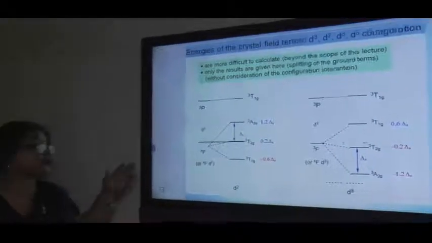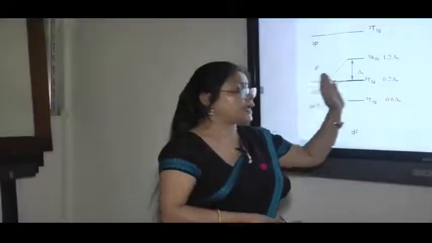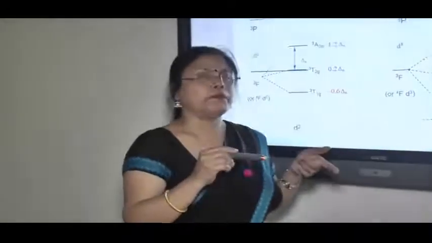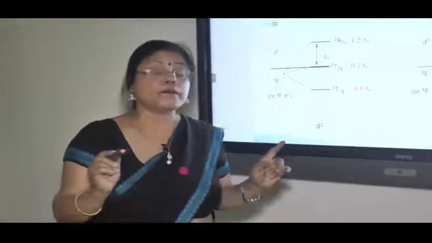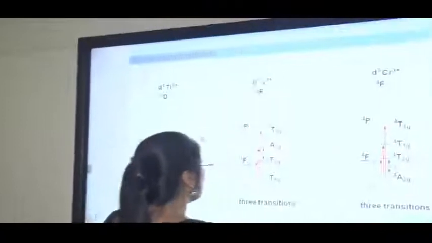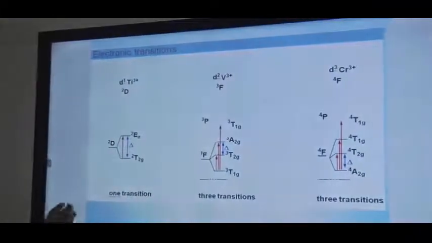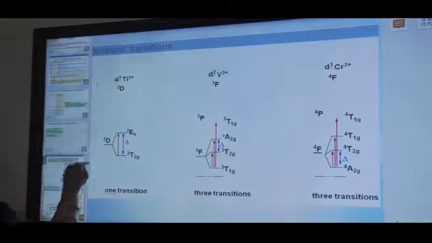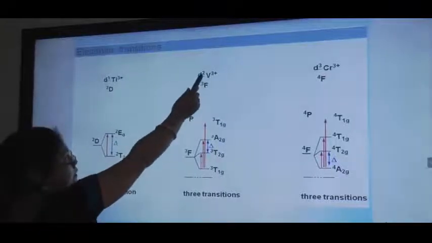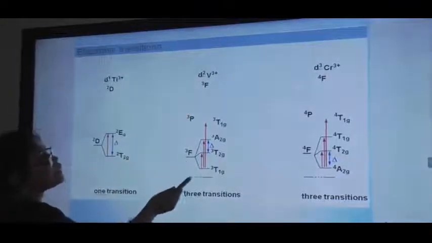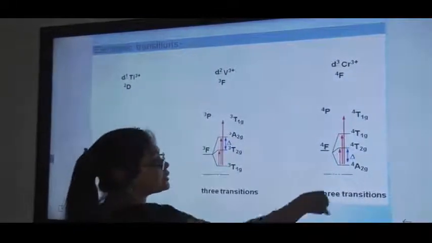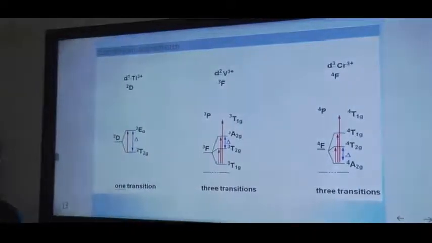Immediately this suggests that both titanium +2 and nickel +2 octahedral complexes with the same ligand, maybe water, will not give us the same color. Same is the case with all other configurations. Here you have titanium +3 with d1, with the 2D term. Vanadium +3 with d2 with the 3F term, chromium +3 with d3 with 4F as the ground state term. These are the Orgel diagrams.